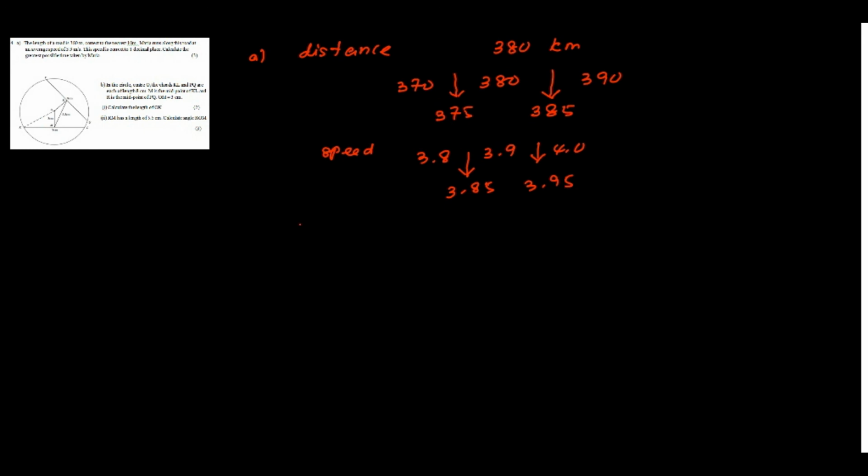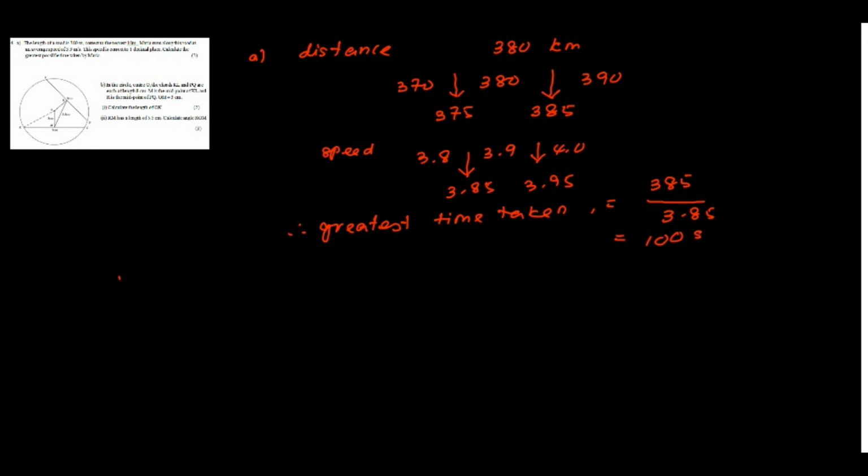But since we want to find the greatest possible time taken, it should be the upper bound of the distance, 385, divided by the lower bound for speed, 3.85. Therefore the time taken is 100 seconds.